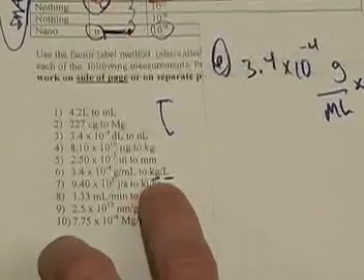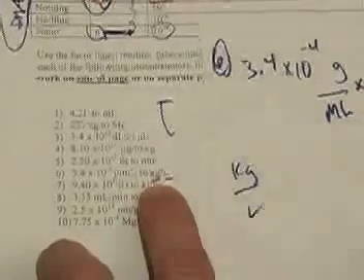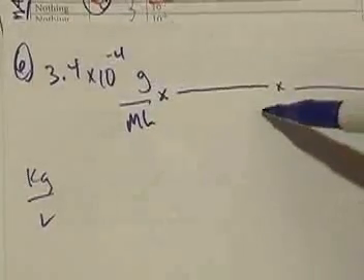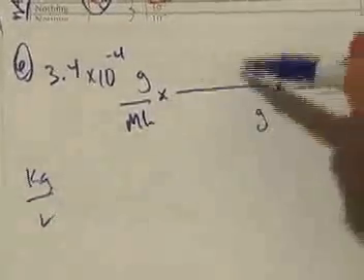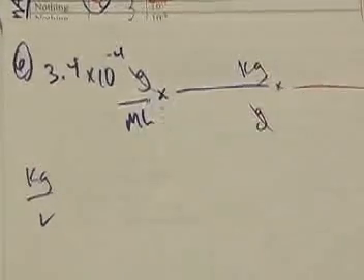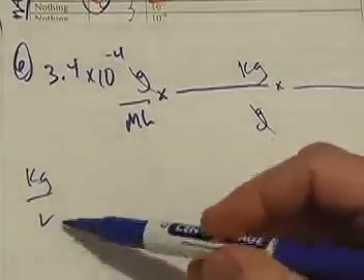The thing they want us to go to is kilogram per liter. So put your grams in a position where it's going to cancel, and put your kilograms as your new set of units. That takes care of one of them. If I stopped right now, I'd have kilogram per milliliter, but I don't want that. I want kilogram per liter.